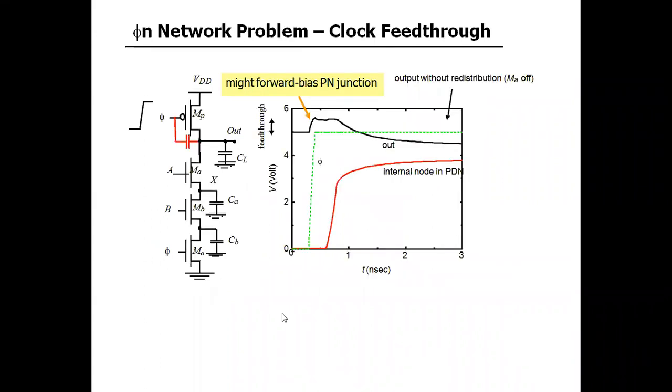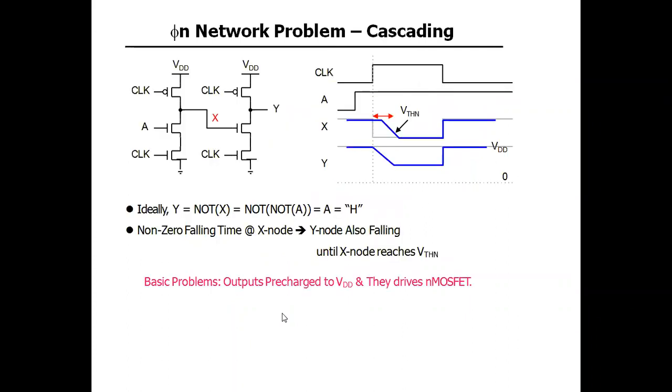Next one is clock feed through. Okay, this is the third problem associated with the phi n network, clock feed through. And the last one is the cascading problem. Why is cascading not possible? Because whatever the output of the first stage of the phi network, it is already pre-charged to VDD, right? So you cannot pass that output directly to the next stage. You cannot pass that output directly to the next stage because it is pre-charged to VDD.